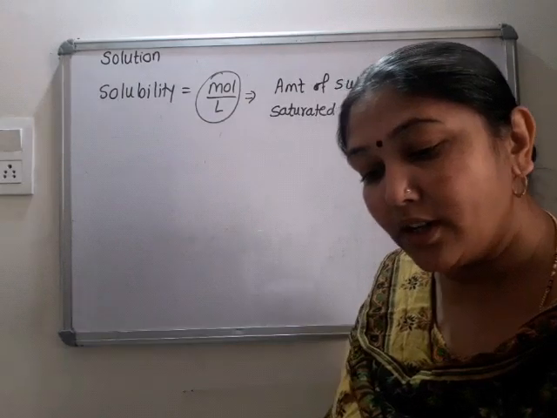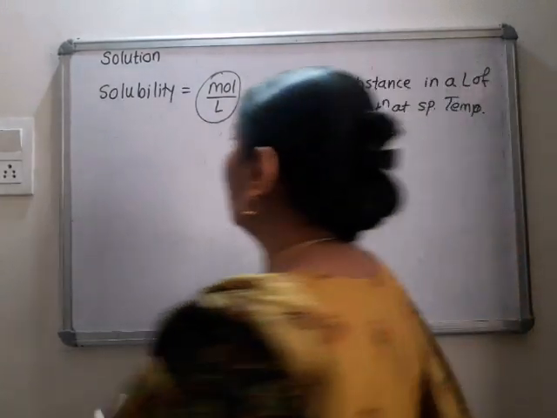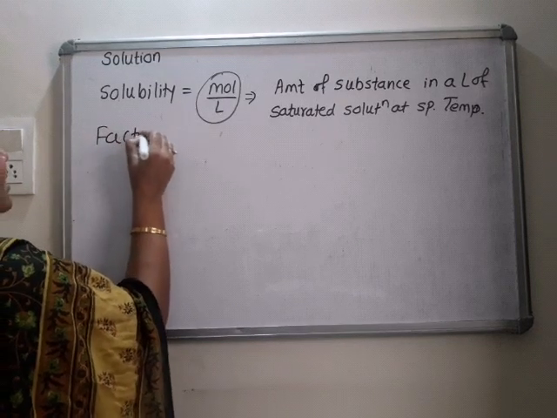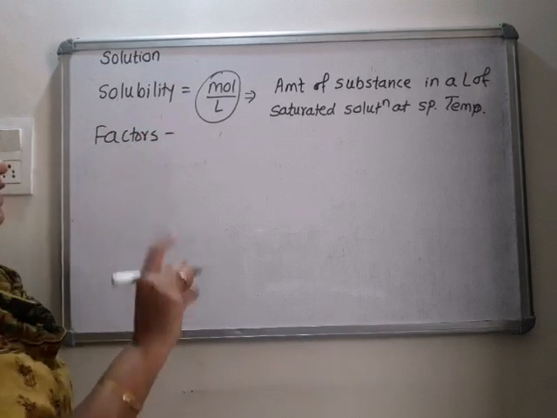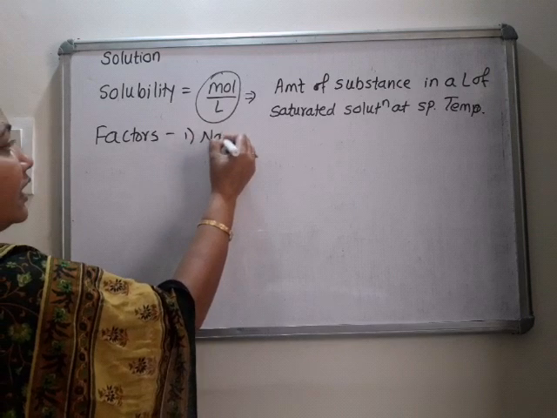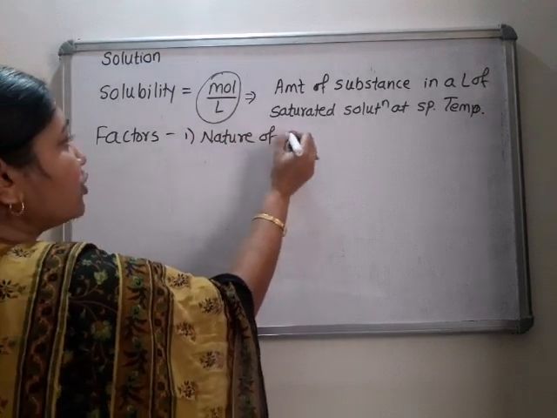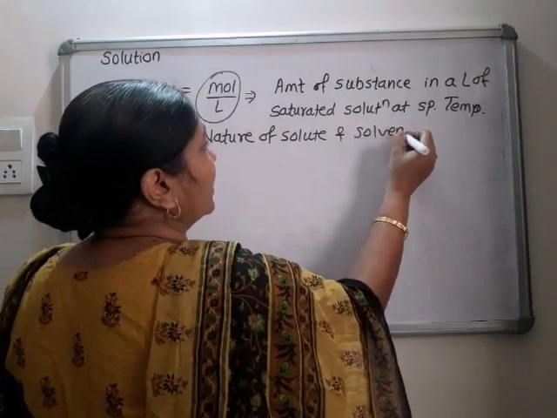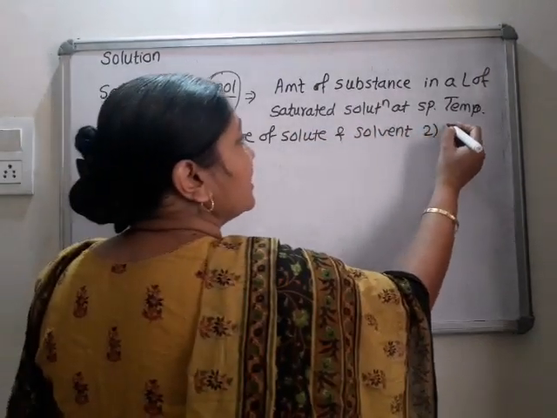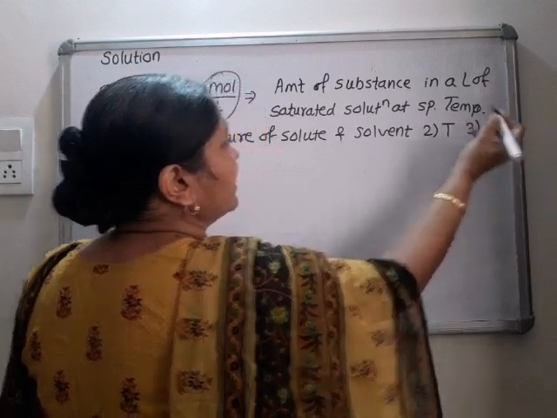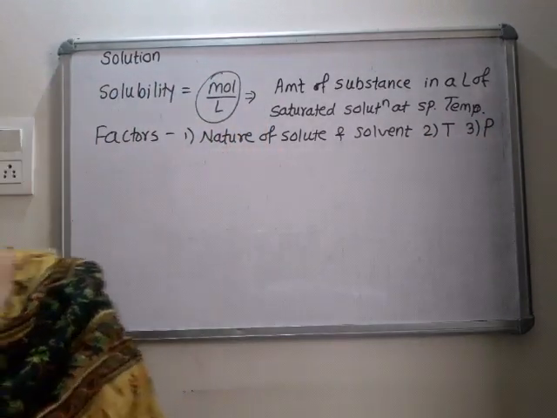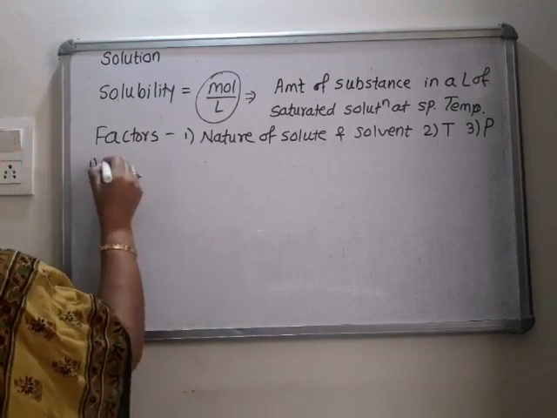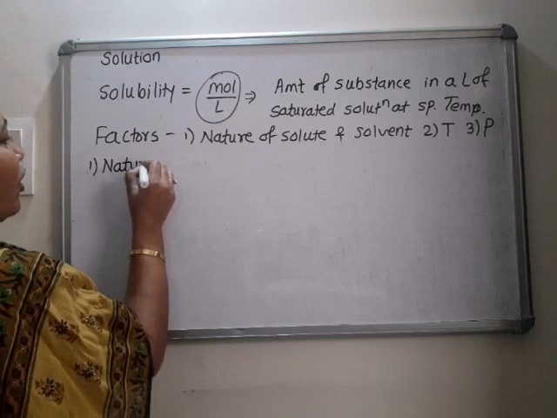Three factors are given in our textbook. Factors affecting solubility: the first factor is nature of solute and solvent, the second one is temperature, and the third one is pressure. These are the three factors. Nature of solute is the first factor we will discuss now.